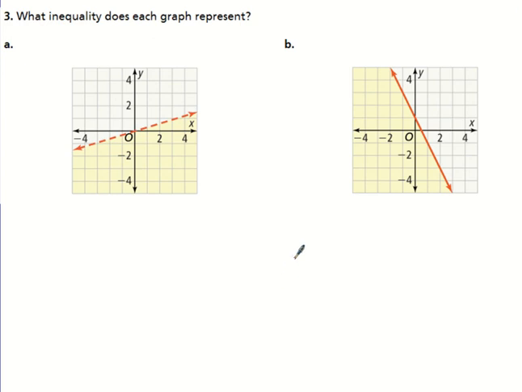All right, so here's 3 where we're going to actually write the inequality for these, okay? So we know it's a dashed line for A, so it's not going to be equal to. We know it's going to have no equal to. The nice thing is the y-intercept is 0, so we're not going to have a plus or a minus.